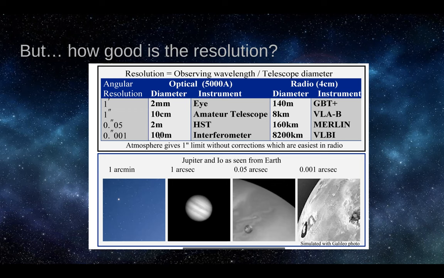Another way to think about this: you're in Cluj, right? It's like being able to resolve a human hair in Berlin. That's the kind of resolution that we can achieve using very long baseline interferometry. So cool.